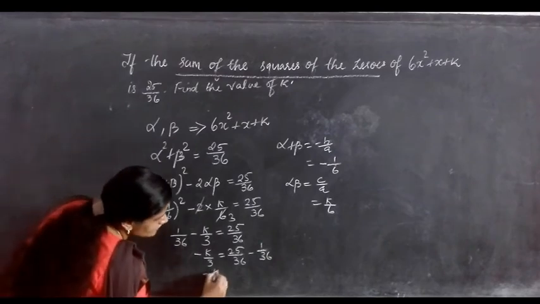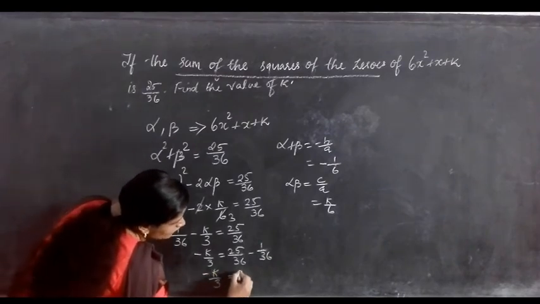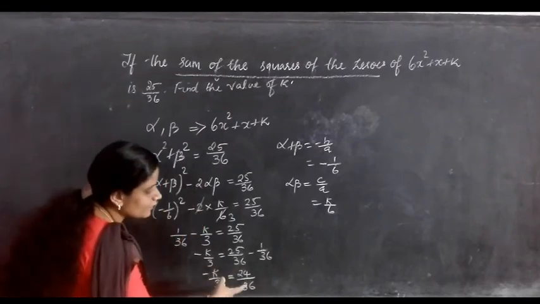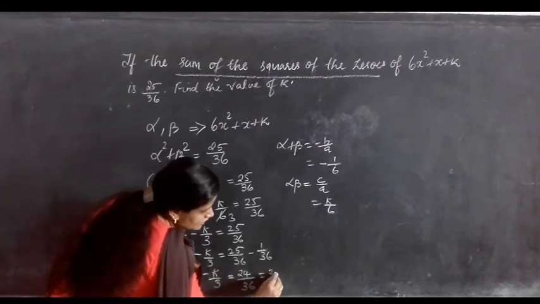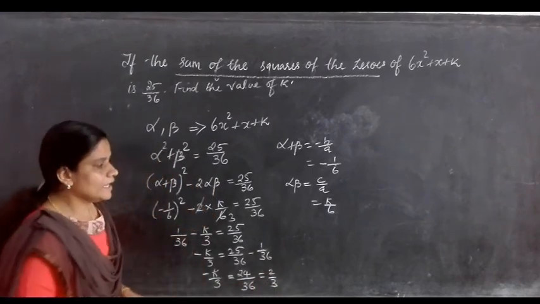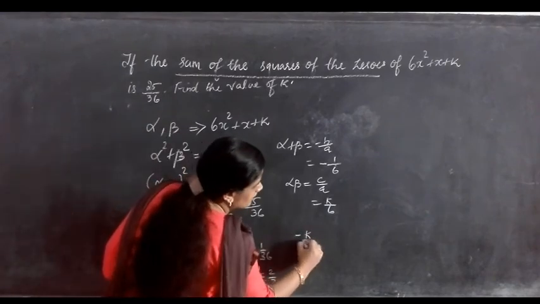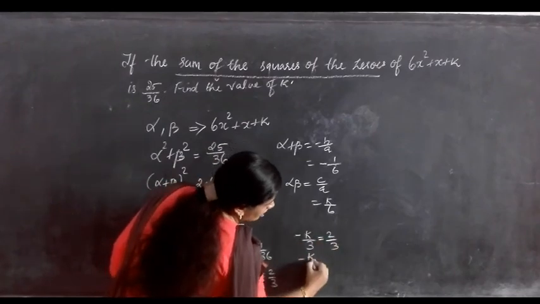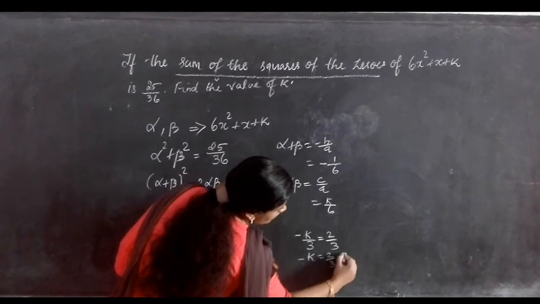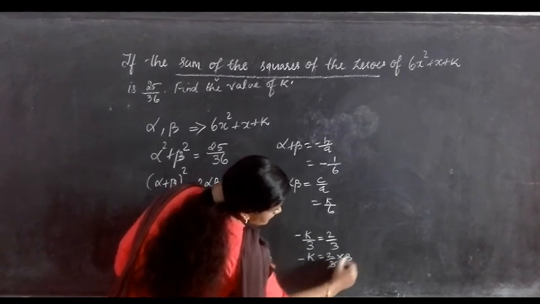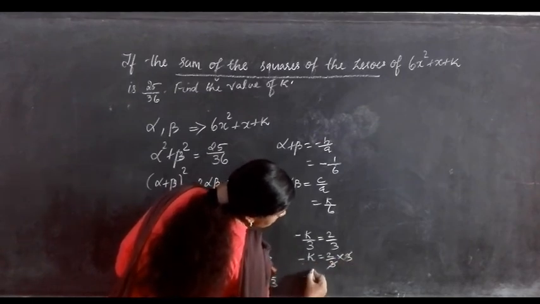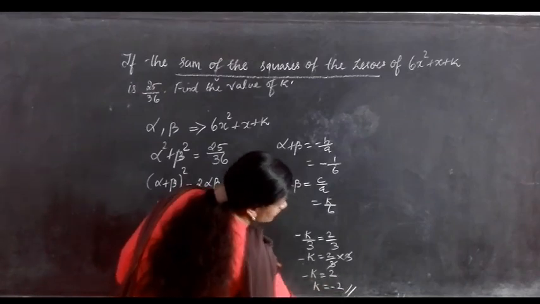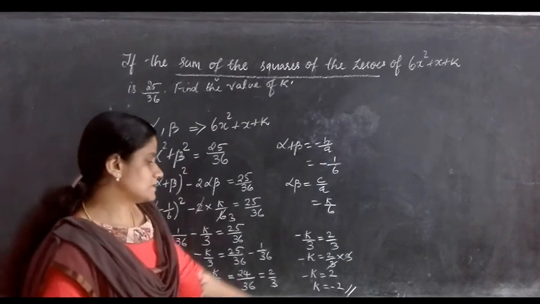So how can you write? Minus k by 3 is equal to 24 by 36. This 24 by 36 we can simplify and get 2 by 3. Okay, so we got minus k by 3 is equal to 2 by 3. That is minus k is equal to 2 by 3 into 3. So 3 got cancelled. That is negative k is equal to 2, where k is equal to negative 2. Here, so this is the value of k.